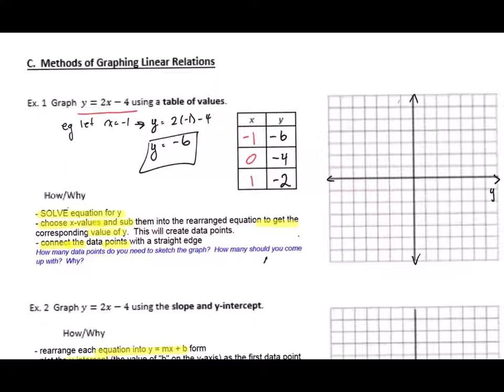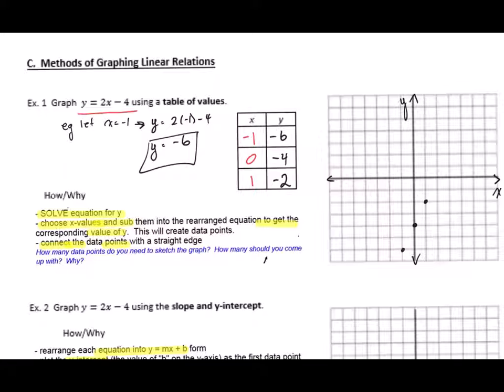Oops, not y and x. And once I've done that, I expect you to just simply plot these 3 points. So 1, negative 2. Okay, 1, negative 2 is here. 0, negative 4 is here. And the last one, negative 1, negative 6, is here.